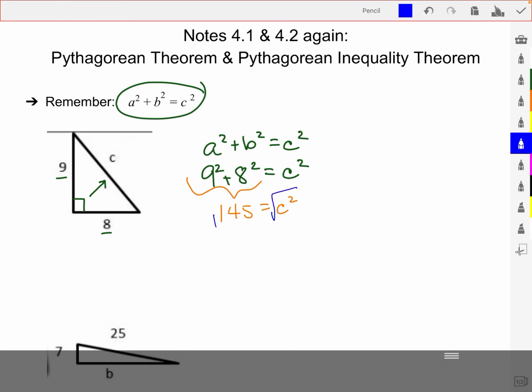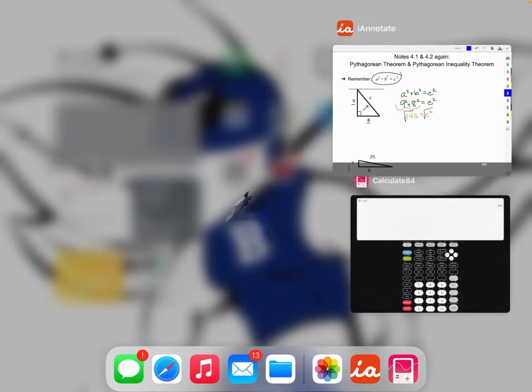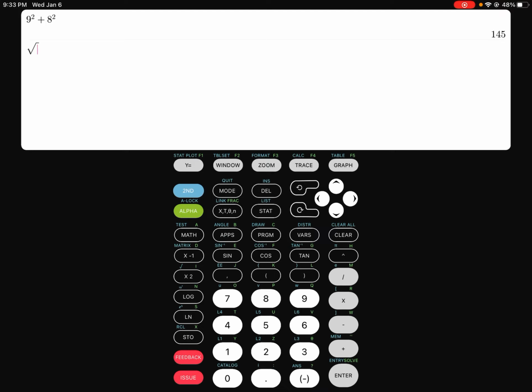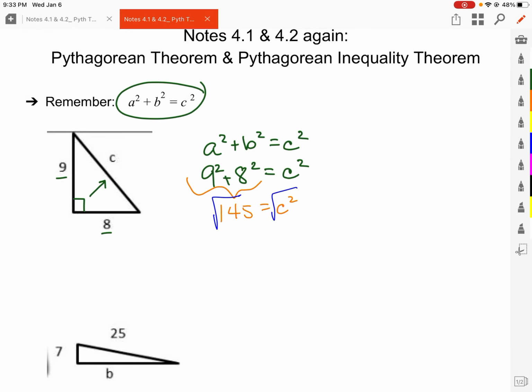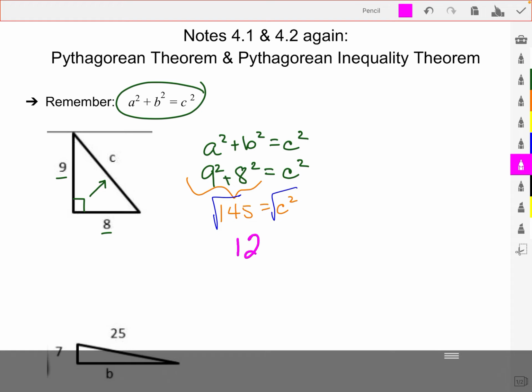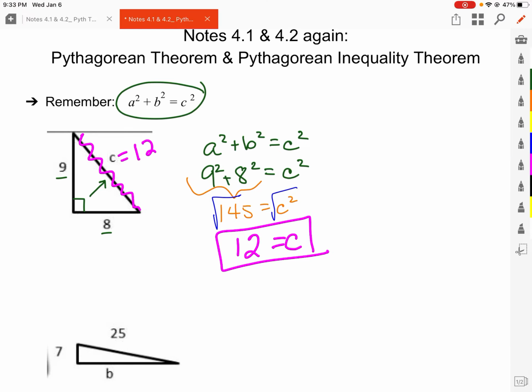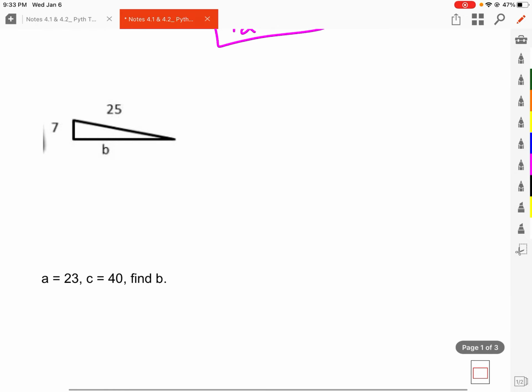So I'm going to take the square root, because the opposite of squaring something is square rooting something. So the square root of 145 is 12.04. Rounded to the nearest tenth would just be 12.0, or 12. Which is a reasonable answer because this is the hypotenuse and that's the longest side of the triangle. So 12 is bigger than 8 and 9. So reasonable answer. All right, let's look at the next one.